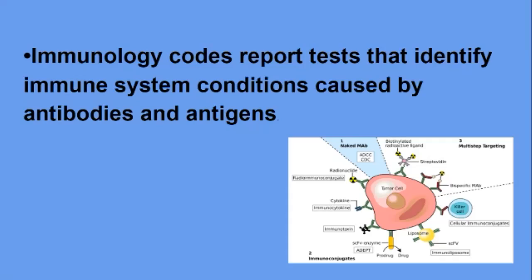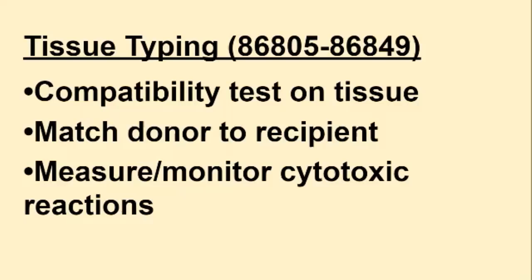Immunology codes report tests that identify immune system conditions caused by antibodies and antigens. So I read that twice for you. Tissue typing, compatibility tests on tissue, match donor to a recipient, and it monitors cytotoxic reactions.